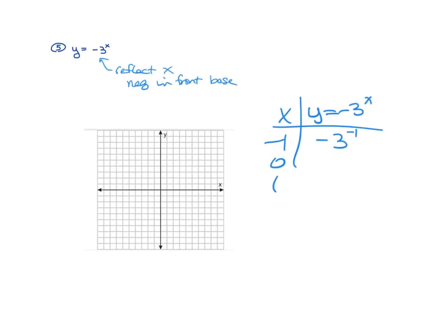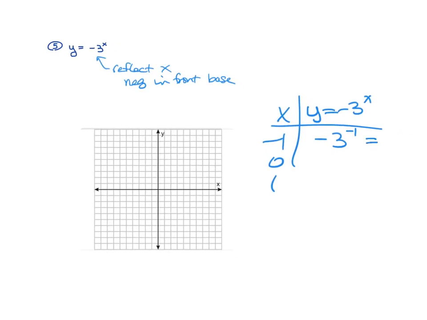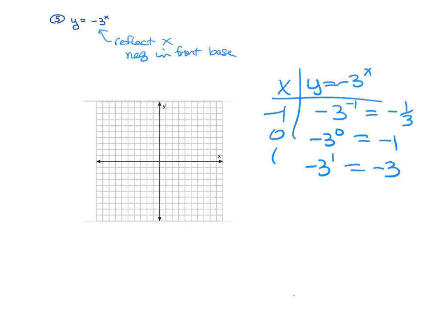So when I go to do this, I'm going to get -1/3. -3 to the 0 gives me -1. -3 to the first gives me -3. I'll now graph these 3 ordered pairs: (-1, -1/3), (0, -1), and (1, -3). Again, notice I still have this horizontal asymptote at y equals 0. It's been reflected across the x-axis.